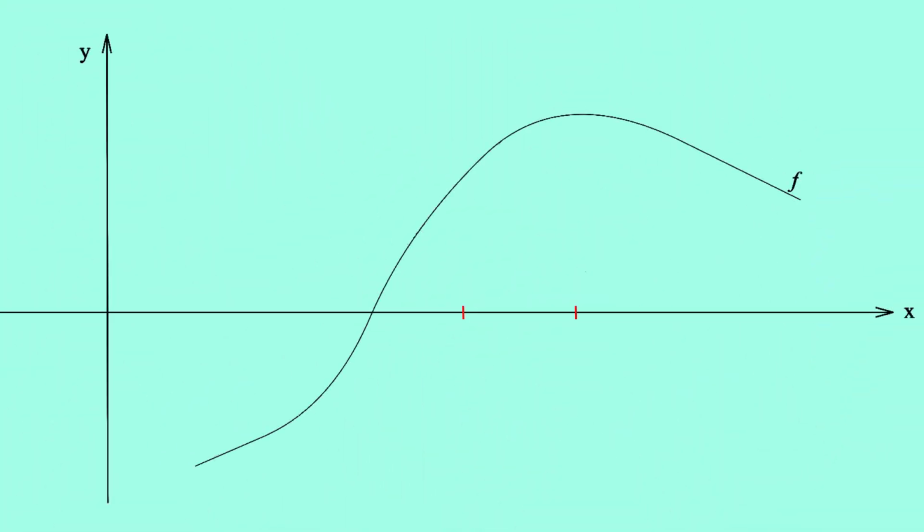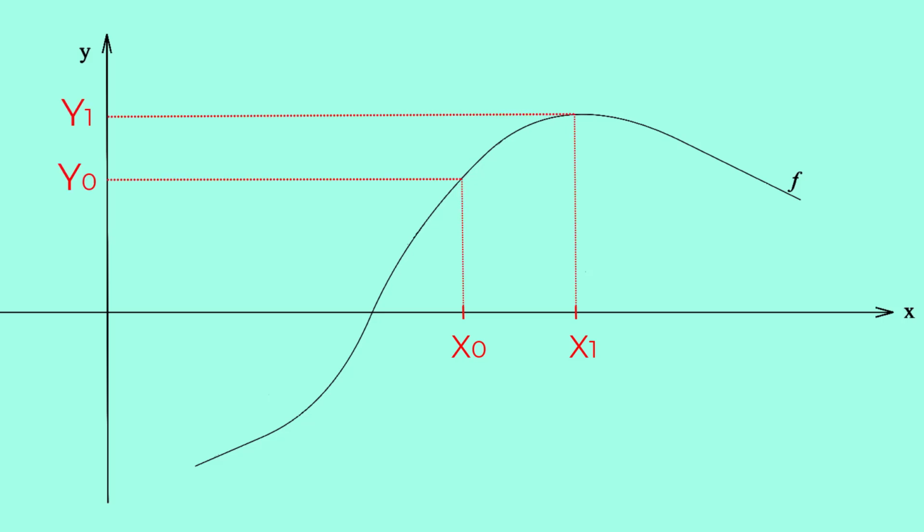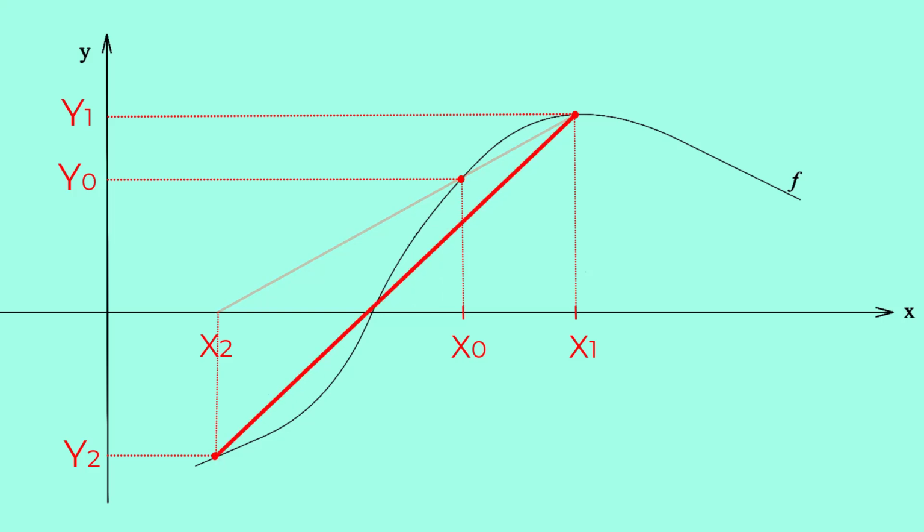You need two starting points on the x-axis. I call them x0 and x1. Now the corresponding points on the function are y0 and y1. So we have 2 points on our function. If you draw the line connecting these points, you see it intersects the x-axis in a point we call x2. Then I repeat the process with x1 and x2. I connect these 2 points, find the x-intersect, and that's x3, and so on.